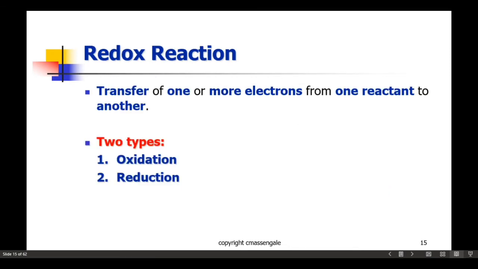Now, the same with photosynthesis, cellular respiration happens through a type of chemical reaction called the redox reaction. This reaction involves the transfer of one or more electrons from one reactant to another. Again, redox reaction involves the coupling of oxidation and reduction. When a substance is being oxidized, another substance is being reduced.